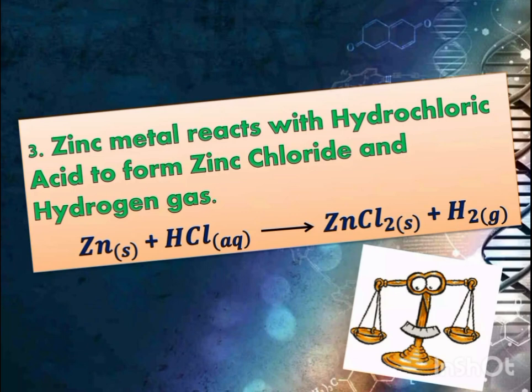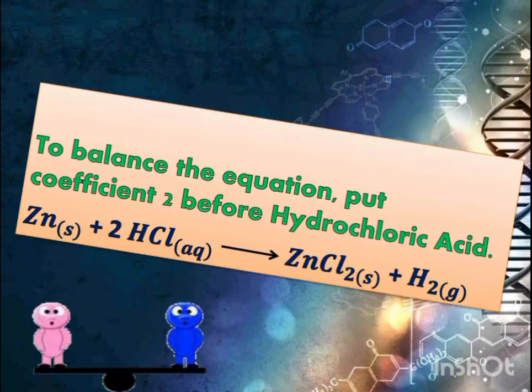Next is the reaction of zinc with hydrochloric acid. Again, the reaction shows the reaction of a metal with an acid to form zinc chloride, which is a salt, along with the evolution of hydrogen gas. You can see one atom of zinc here. Here also we have one atom of zinc, but Cl is one here, and there are two chlorine atoms, two hydrogen atoms here and one hydrogen atom here.